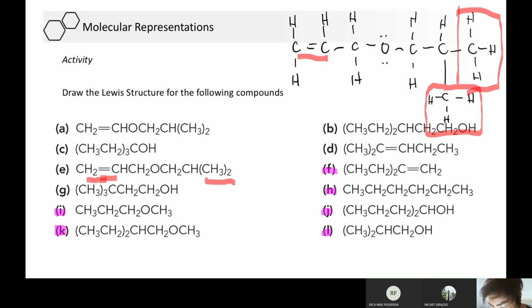Yung J, 1, 2, 3, 1, 2, 3, 1, 2, 3, carbon. Yung sa J mo ni Cart, may sumobra kang carbon lang. Sige po, check ko po. So, yan lang naman yung sumobra. Okay. Rika, pwede mo upload yung picture pag tapos ka na.